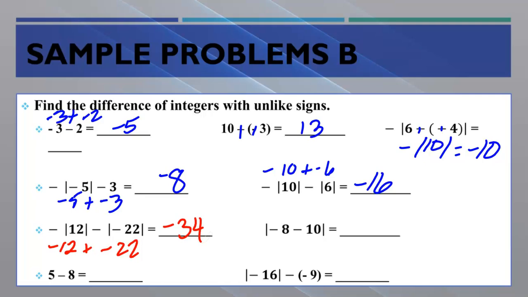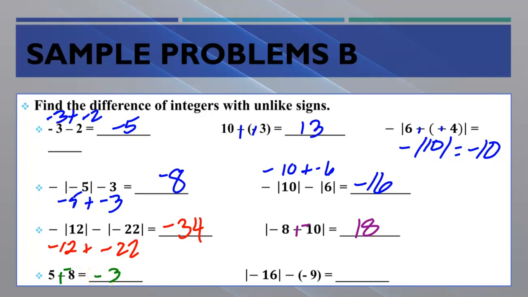Then we have negative 8 minus 10. So if I add the opposite, that's going to give us a negative 18. Absolute value of negative 18 is 18. Next, 5 plus a negative 8 gives us, the signs are different. So I subtract. 8 minus 5 is 3. 8 is bigger than 5, so we go with the sign in front of the 8, which is a negative, so it would be negative 3.